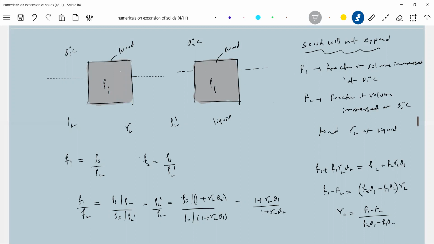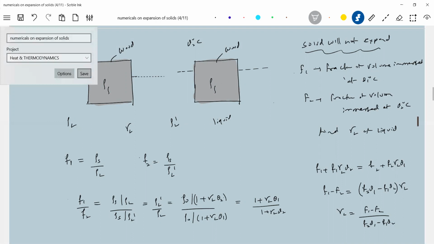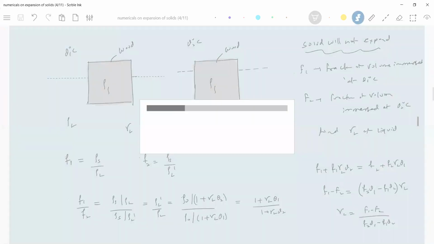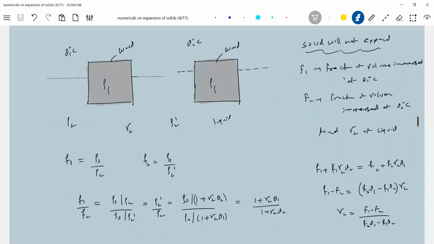You do get varieties of questions with fluid statics. Only the density of the liquid matters: as you raise the temperature, the density of the liquid should decrease. That is enough. In basic fluid statics, the fraction of volume immersed equals the density of solid by the density of liquid.